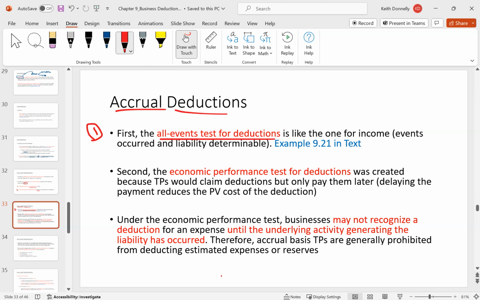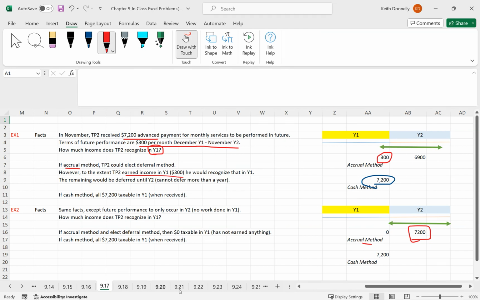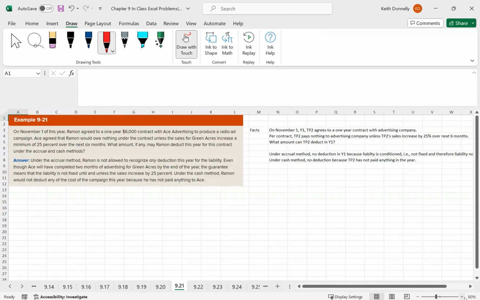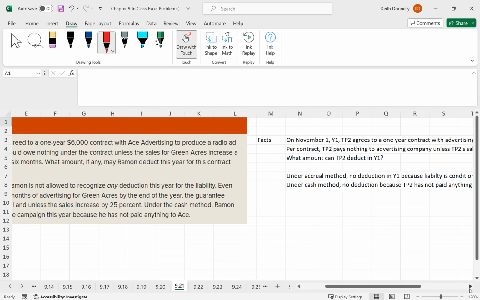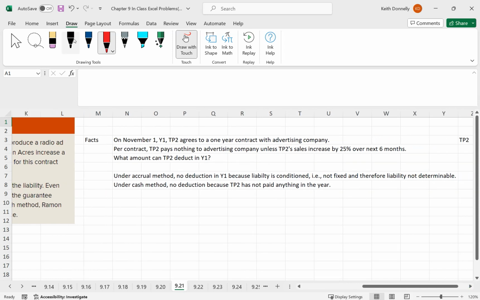So if we look here at 921, on November 1st, the taxpayer agrees to a one-year contract with an advertising company. Per the contract, they're not going to pay the advertising company unless their sales increase by a fixed percentage. What amount can they deduct in year one?